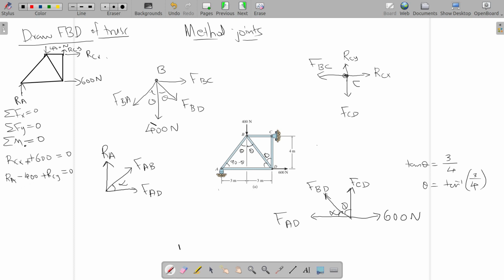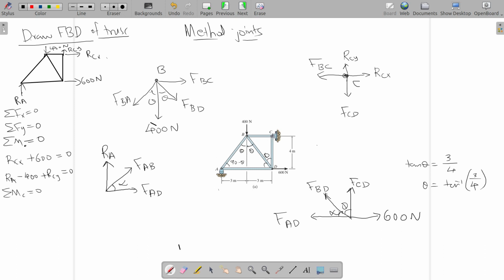Now moment about which will you take? There are 1, 2, 3, 3 unknowns here. 2 unknowns are passing through C. Since the most number of unknowns are passing through C, we will take moment about C. You can take moment about any point, but to make things easier, it's a good idea to take moment about C, which should be 0.